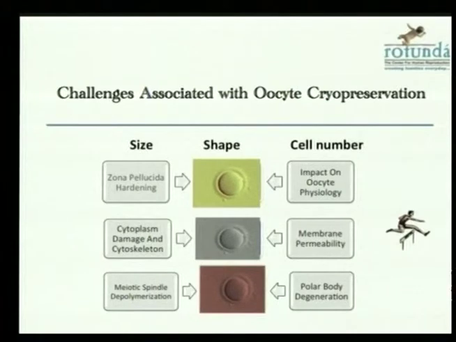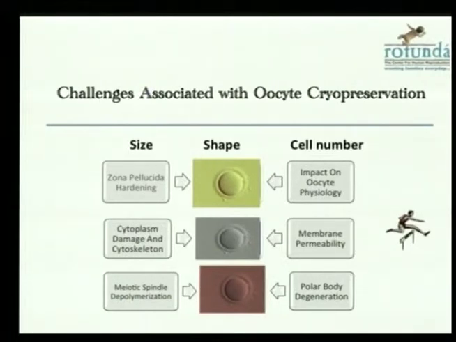Oocytes are the largest cells of the human body. In cell biology, the size and mass of the cell is a very crucial factor affecting survival. The almost spherical shape of the oocyte slows down equal distribution of the permeable cryoprotectants, thus increasing the challenge in successful cryopreservation. The lowest possible cell number, 1, makes freezing the oocyte very difficult. It is all or nothing.